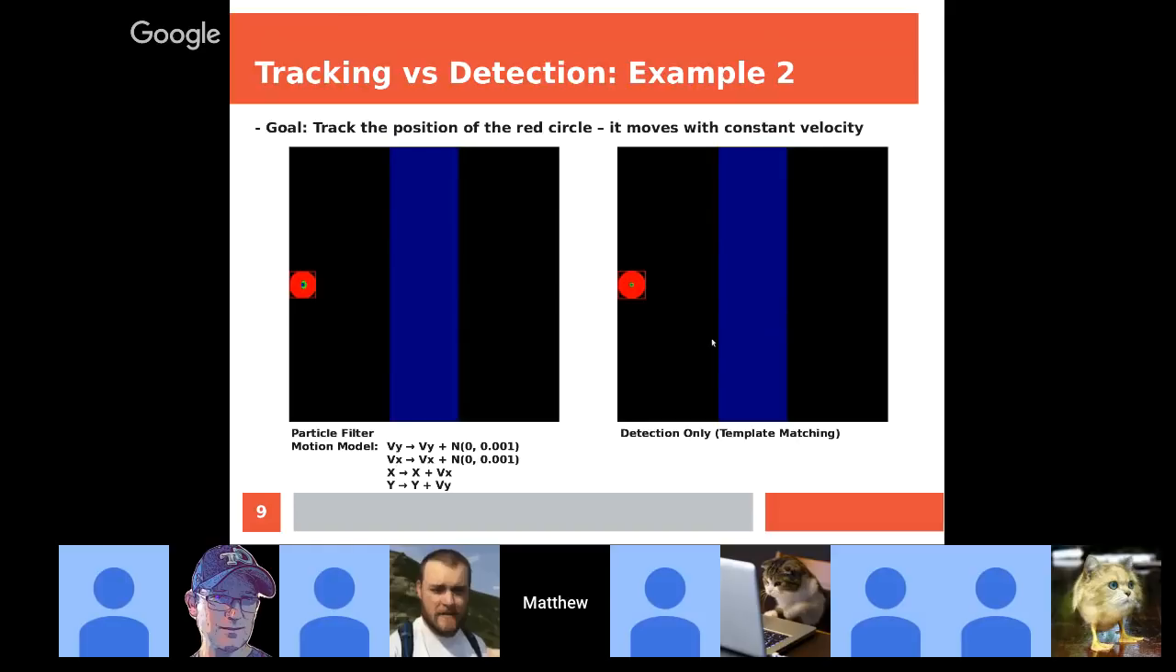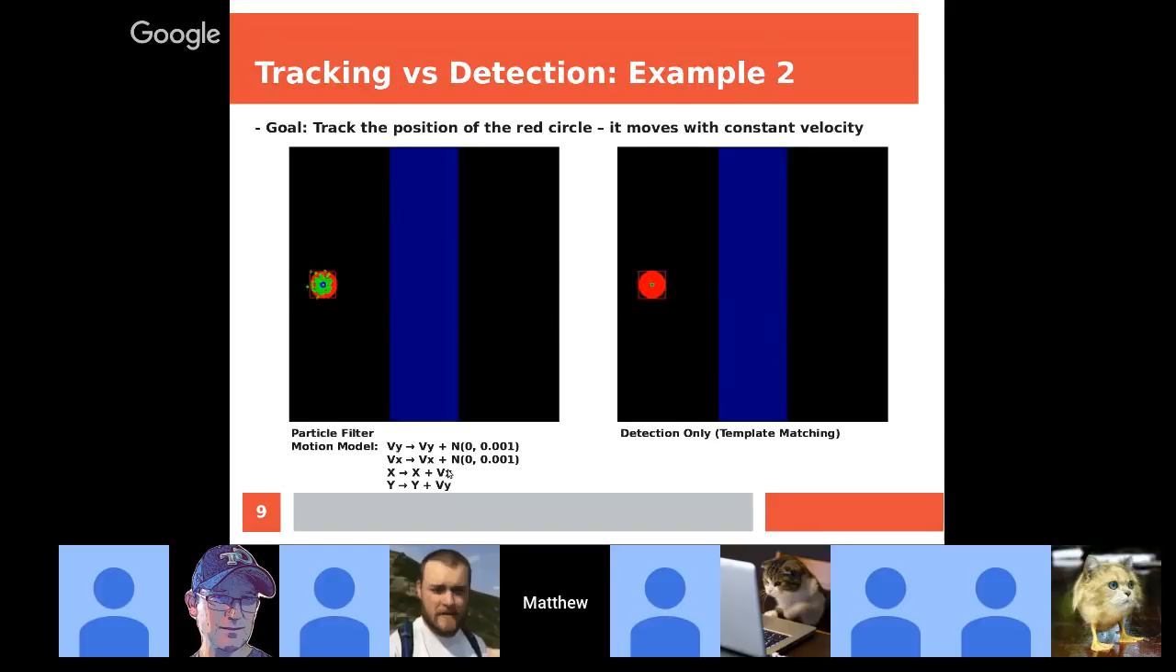So again, I've got this sort of dueling setup. Left is particle filter, right is template matching only. Here I'm using a more complicated motion model, but my motion model is just encoding the idea that the velocity is constant. And all I'm doing is the velocity remains mostly unchanged with a small noise term. A little bit of noise always helps your particle filters be more smooth. And we update the positions with those velocity terms. So we went from having a 2D state to a 4D state in our particle filter.